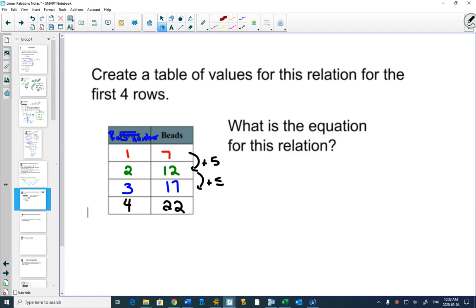22. So we're adding 5 each time. If we're adding 5 each time, and we want to know the row number, can I use R for row number and B for beads? We would start by taking our row number and multiplying it by 5. How close does that get us to our equation?